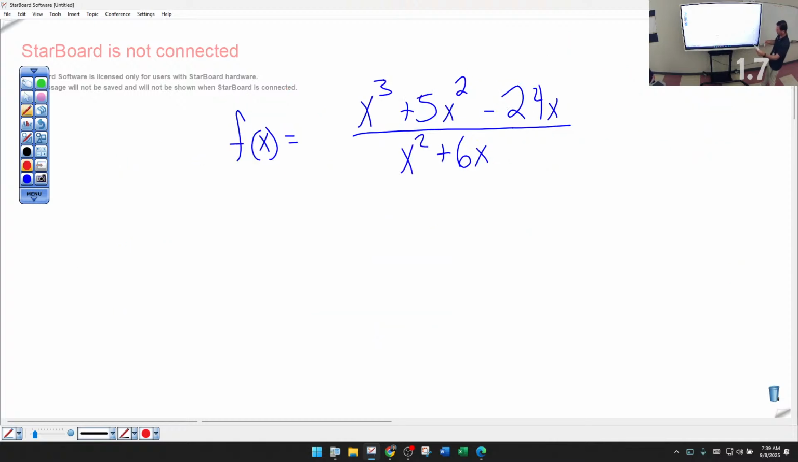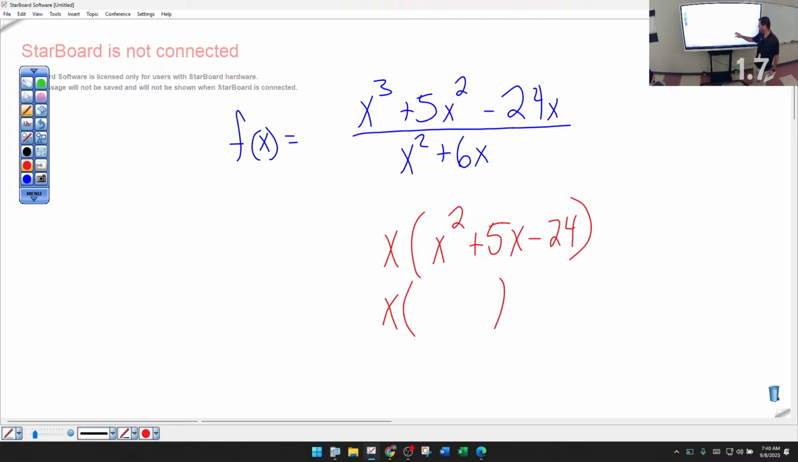I think it goes. Yeah, there it goes. We need to factor the top because it asks the same questions. X-intercepts, vertical asymptote, horizontal asymptote, holes, and y-intercepts. So we should be able to factor the top. So factor the top, I'm going to take an x out first. And then I have an x squared plus 5x minus 24. And that doesn't help me. So, that gets me started.